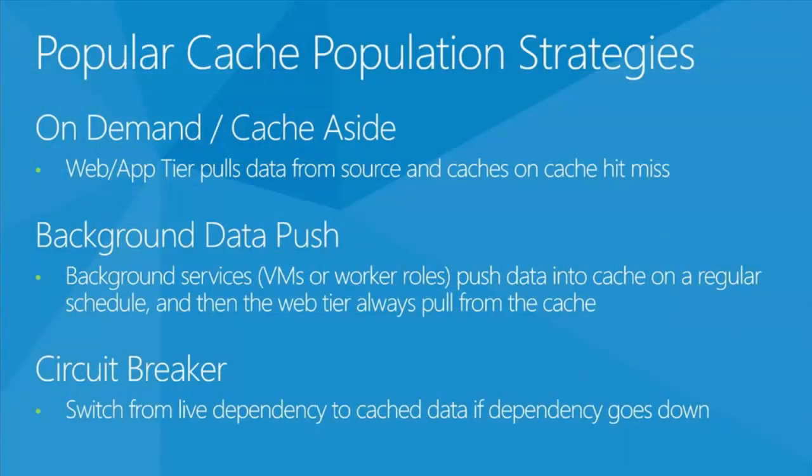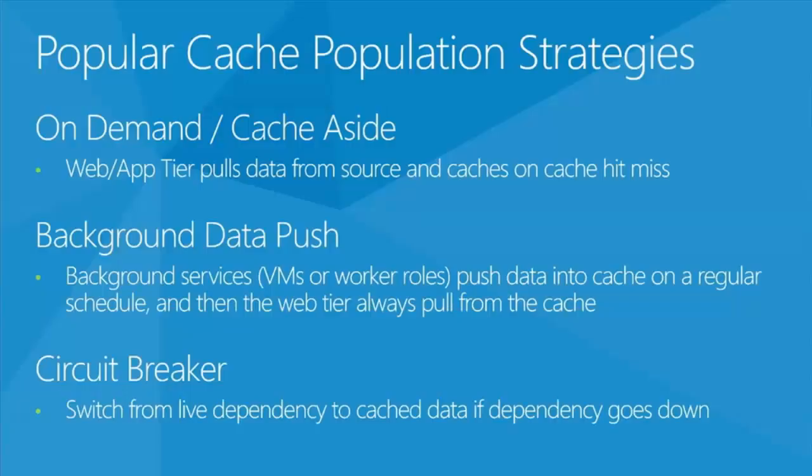A couple of cool things you can do with caching as a strategy and as a pattern. A lot of people implement what's called an on-demand cache-aside pattern. This is where your web tier hits the database, grabs the data, and then when it gets it back says, hey, let me cache it, and the next time it checks the cache before it hits the database.